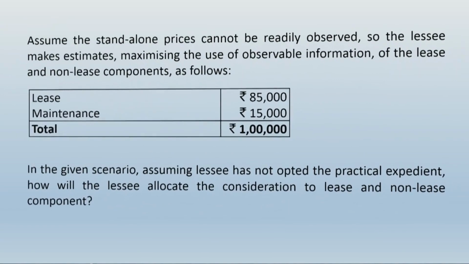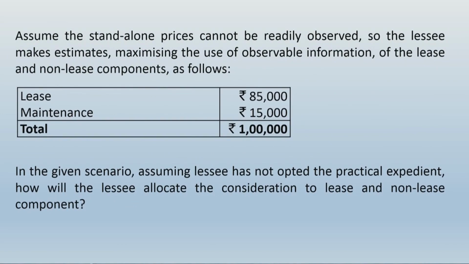Now further it is given, assume that the standalone prices cannot be readily observed, so the lessee makes estimate, that is maximizing the use of observable information of the lease and non-lease components as follows. Lease fair value or the standalone price is 85,000 and maintenance if you would have taken it individually, such kind of services, the fair value of that services would have been 15,000. So that total comes to 1 lakh.